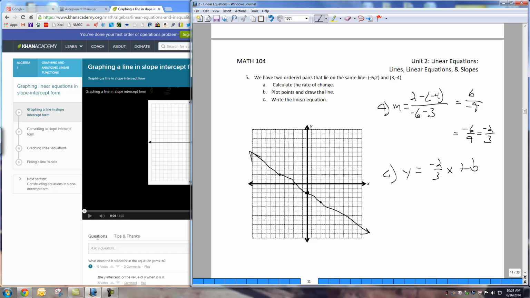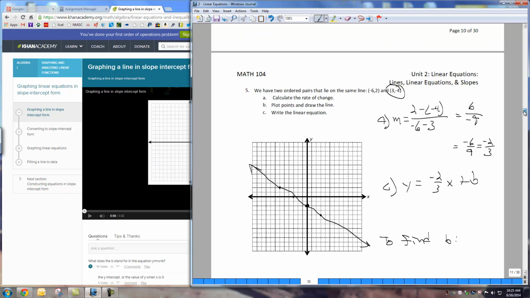So what I'm going to do now is pick this point, 3 comma negative 4. It doesn't matter which one you pick. I'm just going to pick this one. I'm going to let y be negative 4. So this is to find b, if I couldn't from the graph. So negative 4 equals negative 2/3 times, what's the x value? Well, the x value is 3, plus b. So b is still unknown.